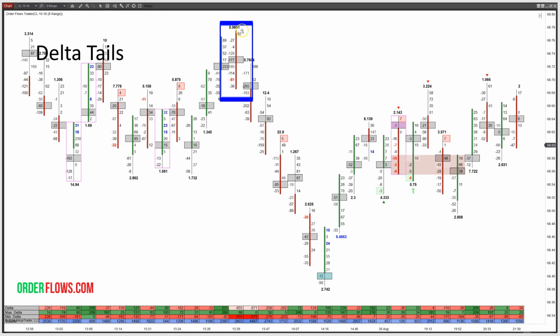Here's a sell. You've got the tail up at the top, the 92 positive delta, then all selling in here on the way down. You see how the market goes down.